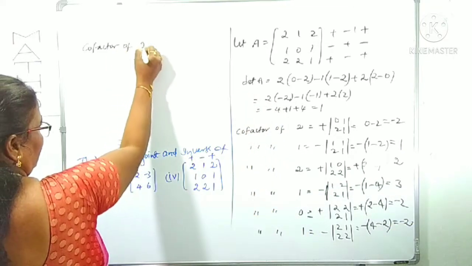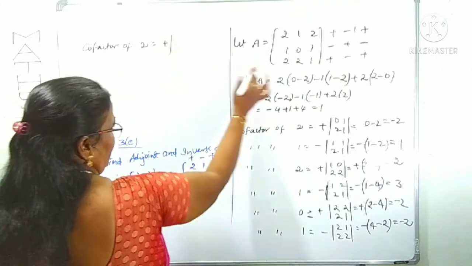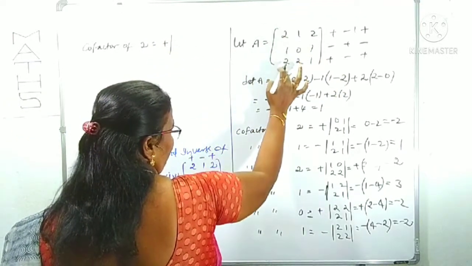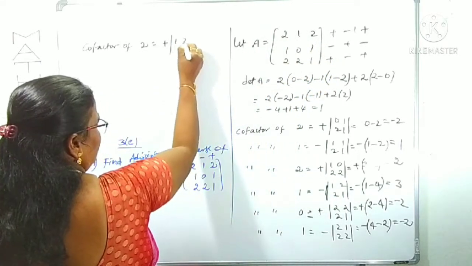Cofactor of 2. Here we can use the plus sign only, equal to plus the determinant. This 2 is available in the first column and third row. What is left over is 1, 2, 0, 1.